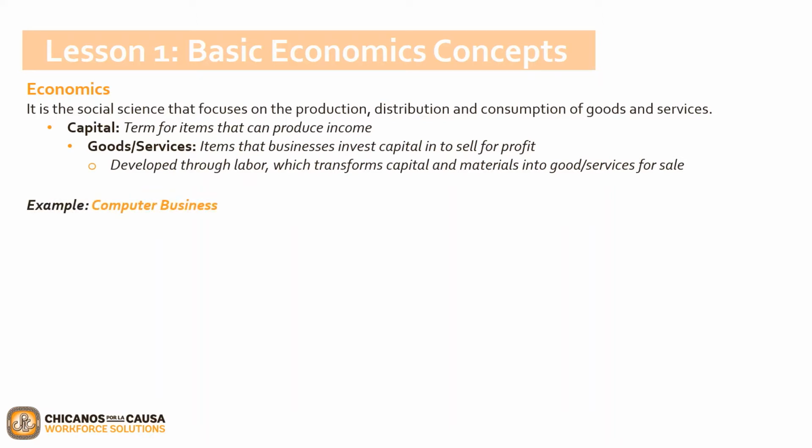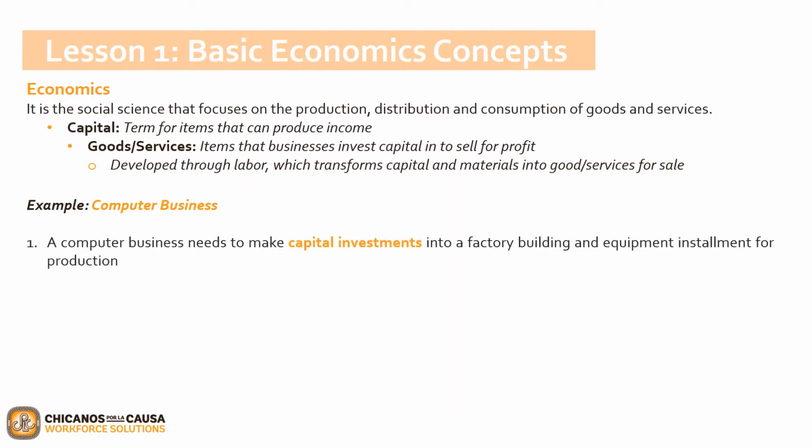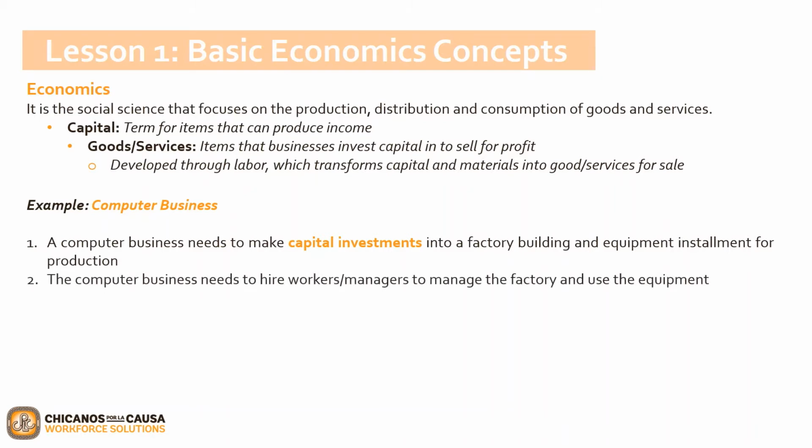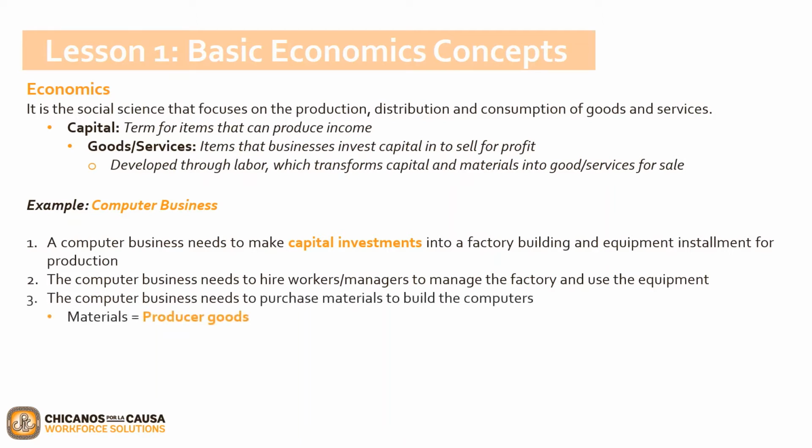Let's take a look at an example of how the world of economics works by looking at it through the lens of a computer business. A computer business needs to make capital investments into a factory building and equipment installation for production. The computer business needs to hire workers or managers to manage the factory and use the equipment. The computer business needs to purchase materials to build the computers. So materials equals producer goods. The business then sells the computers, which are now consumer goods.